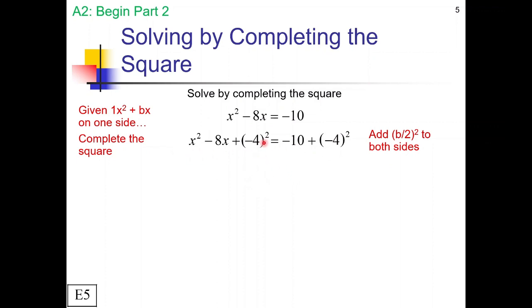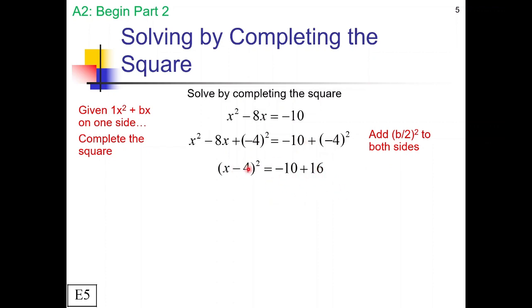Now you'll notice that I didn't just immediately convert this into 16. I could have, but if you leave it in this squared parentheses, it makes it easier to see what's going to be going in your squared parentheses when you factor this. Like this on the left side, we're just going to have x minus 4 quantities squared. And then on the right side, just to kind of finish my thought, I can simplify this if I want, so negative 10 plus 16.